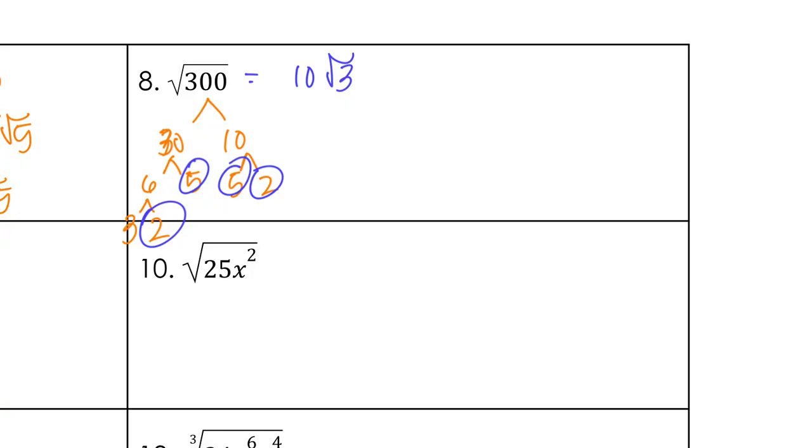Now, if I had done instead the Miss Adams way, which is what perfect square is 300 divisible by? 100. So I have the square root of 100 times the square root of 3. The square root of 100 is 10. So it's 10 square root 3. Okay, that's how I do it. I think it's faster. Now, prime factorization might be easier if you don't see a perfect square right off the beginning.